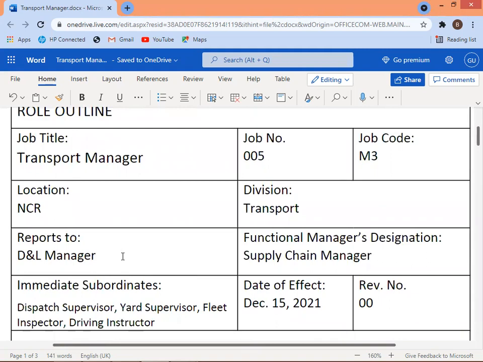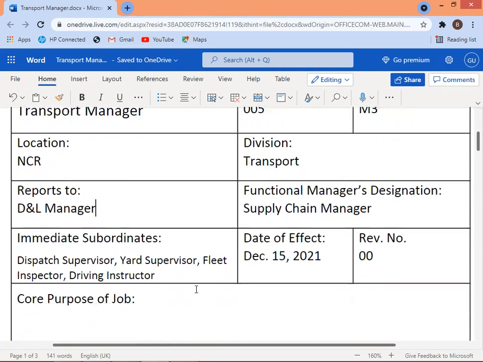And this position reports to DNL manager, distribution and logistics manager. And functional manager is the supply chain manager. Or it could be the other way around, like the DNL manager could be functional manager, or supply chain manager is the line manager. And the immediate subordinates are dispatch supervisor, yard supervisor, fleet inspector. The role of fleet inspector is the one doing the vehicle inspection before dispatch.